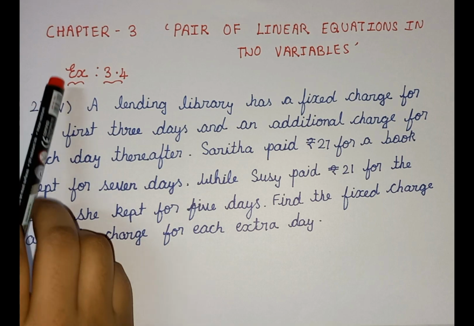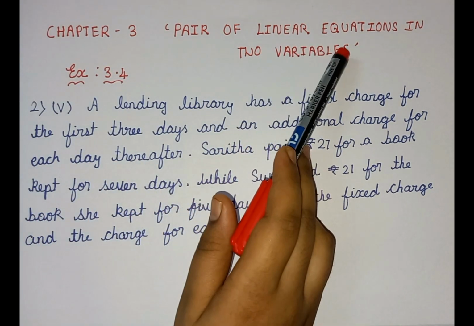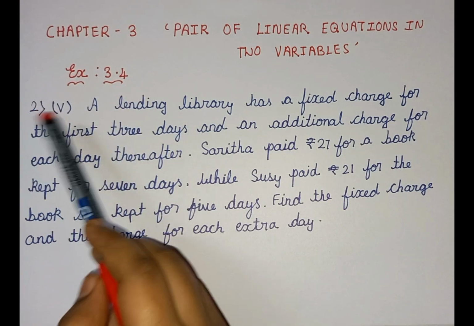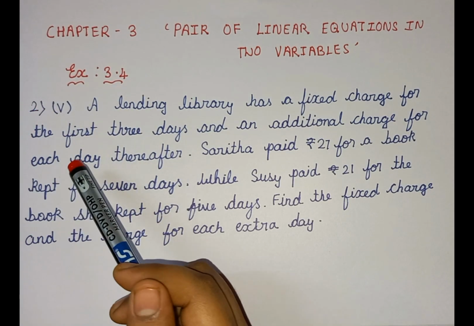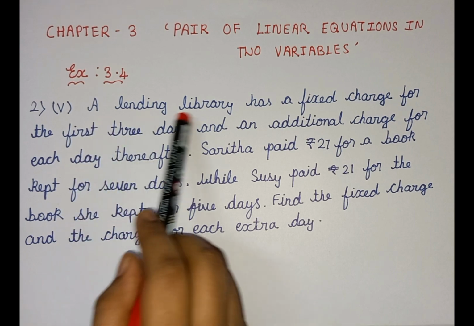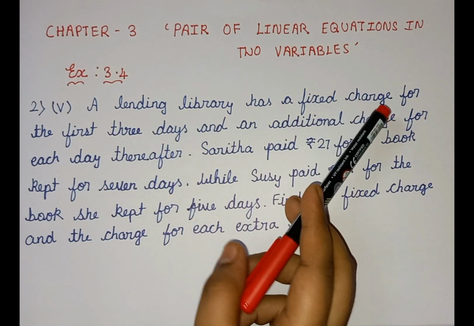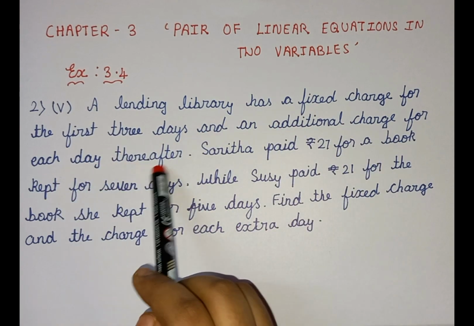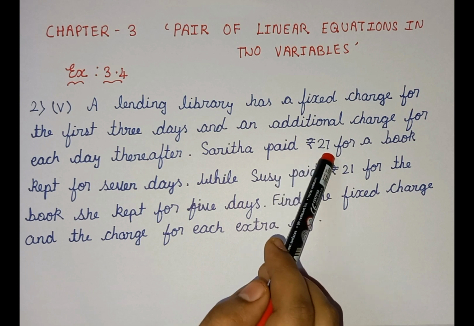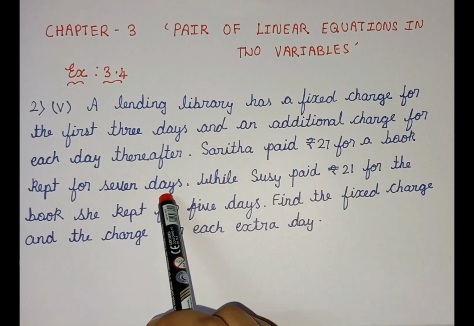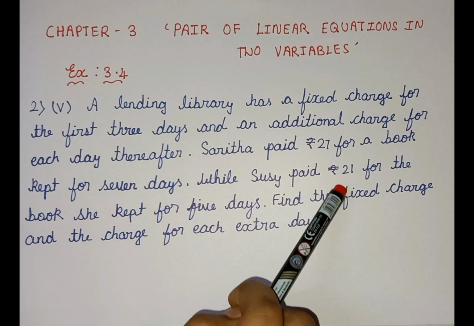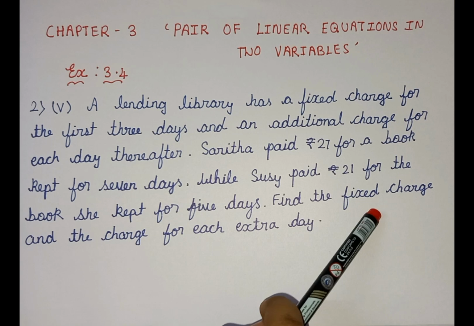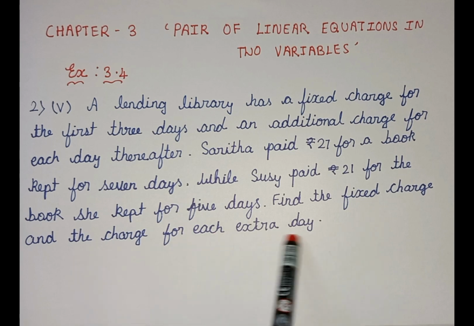Today we are going to be learning chapter 3, pair of linear equations in two variables, exercise 3.4, second question, fifth subdivision. Okay, so now let's read the question. A lending library has a fixed charge for the first 3 days and an additional charge for each day thereafter. Sarita paid Rs 27 for a book kept for 7 days, while Susie paid Rs 21 for the book she kept for 5 days. Find the fixed charge and the charge for each extra day.